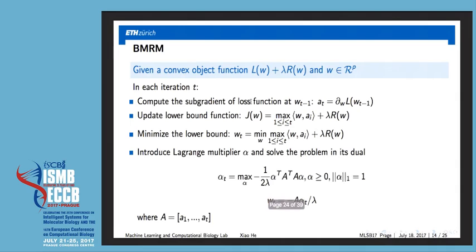So in a paper published in the Journal of Machine Learning Research in 2008, they proposed to solve it in the dual form by integrating a Lagrange multiplier. So alpha can be solved, this is a quadratic programming problem, and A is the subgradient at each iteration. So each iteration solves a quadratic programming problem, where T is the iteration. So it's much faster than solving the primal problem.